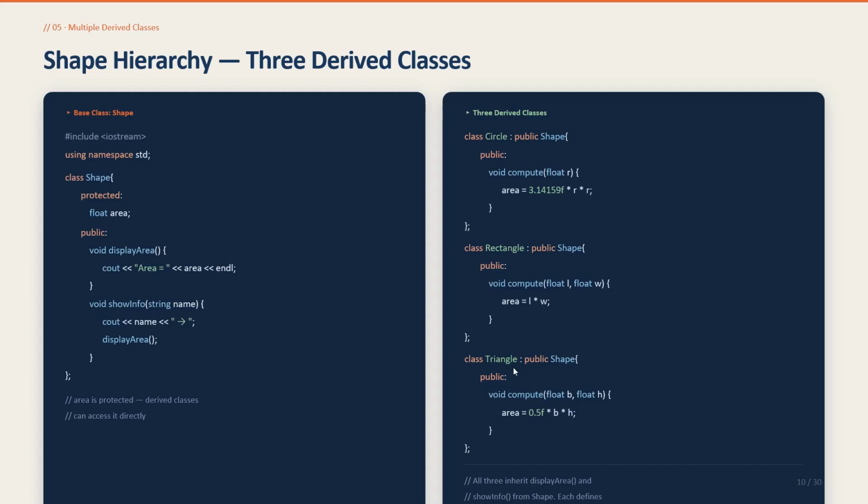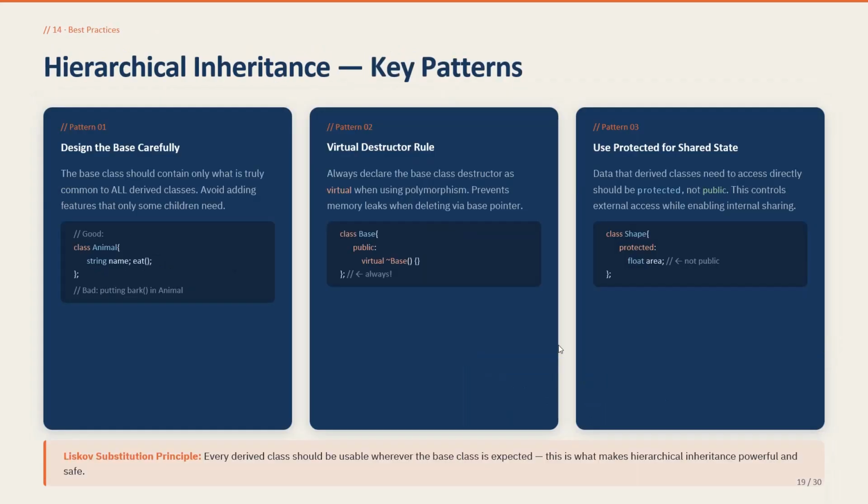For circle, the formula is different. For rectangle, the formula is different. And for triangle also, the formula is different. The common functionality of displaying the area and showing info is provided by shape. The specific calculation is provided by each derived class. This example clearly demonstrates what should be shared in the base class and what should remain specific to each derived class.